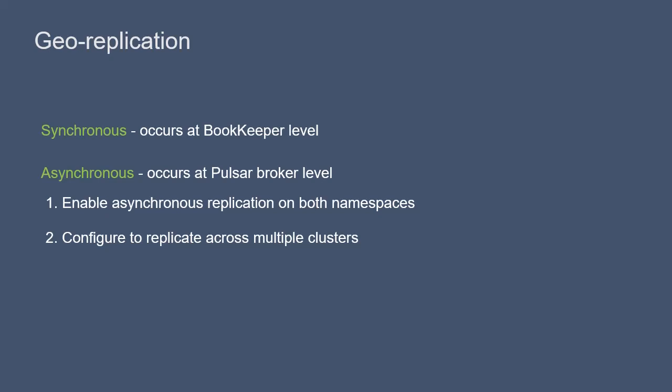For asynchronous geo-replication, there are two options that must be enabled. So the first one is that geo-replication needs to be enabled on both namespaces. As a reminder, namespaces contain one or more topics. And then secondly, the namespace must be configured to replicate across two or more clusters.